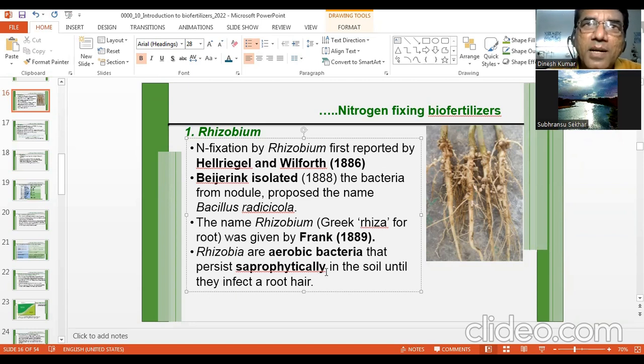It is recommended that when you are taking a legume for the first time in a new area, then you should get it inoculated with the respective Rhizobium. But once it is grown for 1 year, 2 years, then inoculation is not necessary. Not necessary, that means it must be surviving in the soil. So it survives saprophytically in the soil until they infect a root hair.